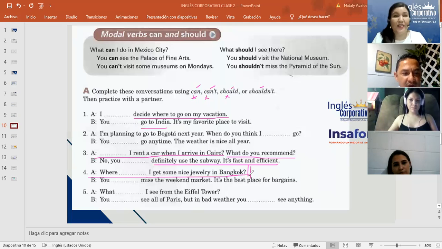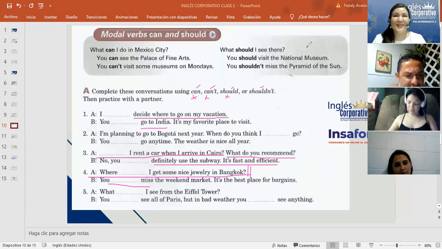Where can I get some nice jewelry in Bangkok? You can't miss the weekend market. It's the best place for bargains. Or you shouldn't, right? You shouldn't miss the weekend market. In this case, can't is the best option. Okay?